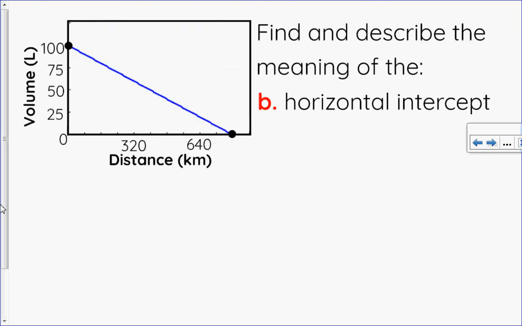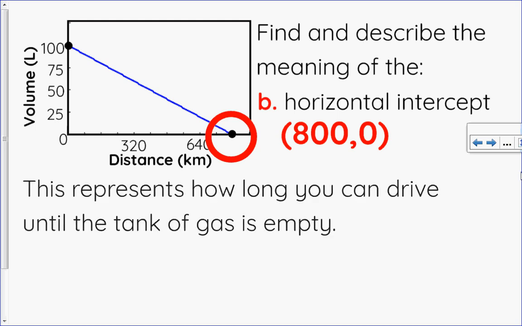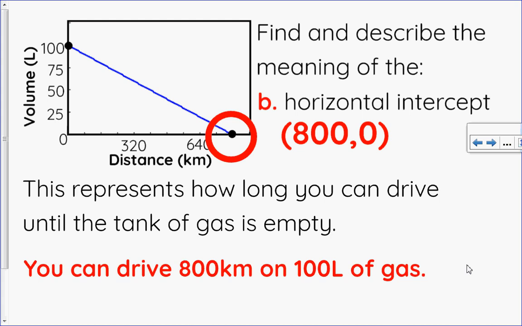So let's go back to that same example, but this time I want to find the horizontal or the x-intercept. So looking at that graph, I can see that the x-intercept is (800, 0). So that represents how long you can drive until the tank of gas is empty. Specifically, you can drive 800 kilometers on 100 liters of gas. So that's the meaning of the horizontal and vertical intercepts.